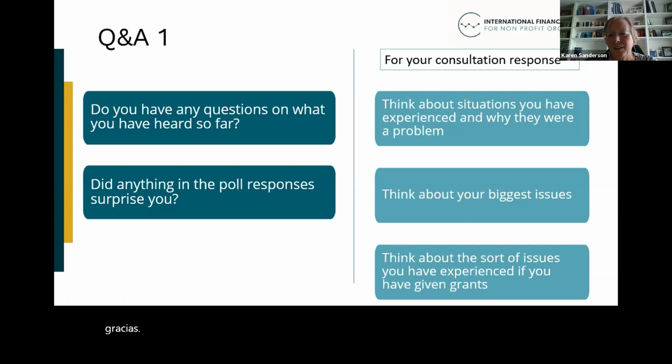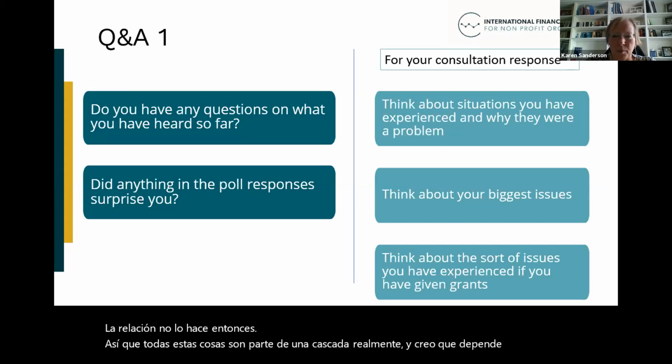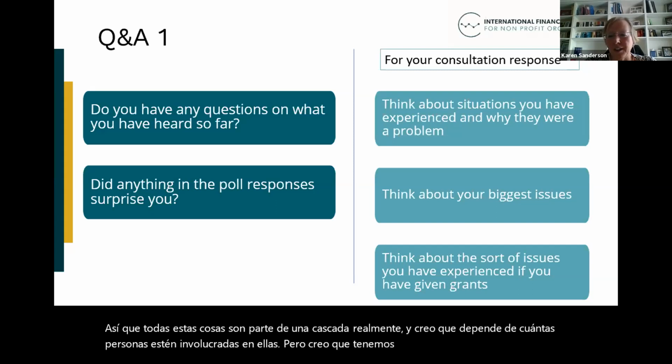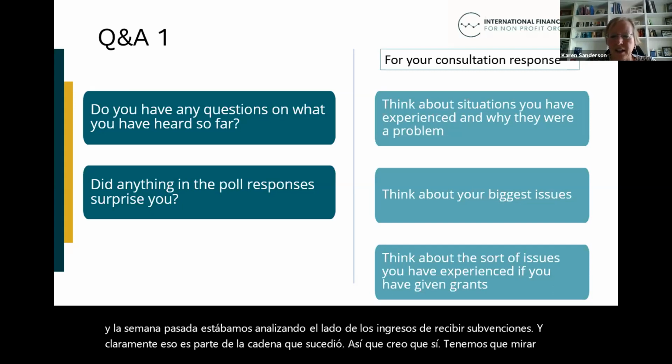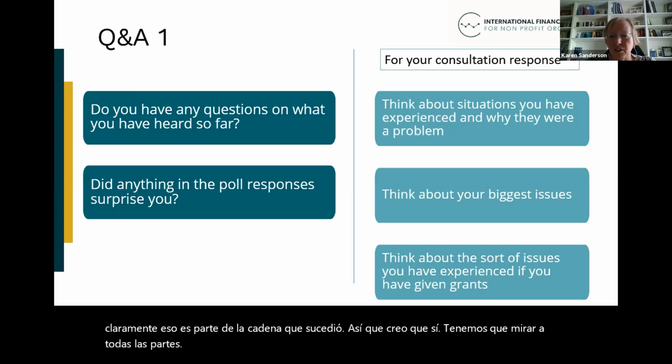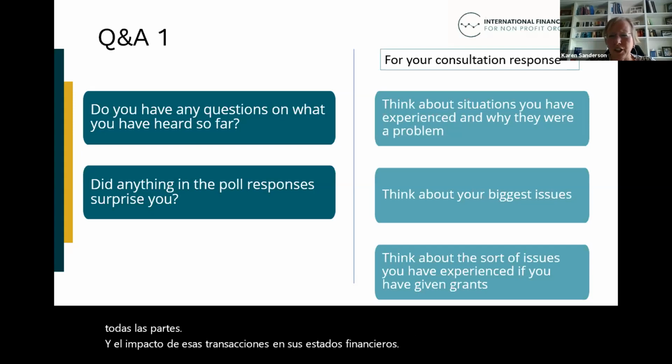So my question was around the principal agency consideration, and I was saying that if we apply that to the prime and sub relationship, doesn't that then escalate above to the donor and prime relationship as well? All of these things are kind of part of a cascade, really, and I think it depends on how many people are involved in them. But I think we do have to look at each of the parties. And last week we were looking at the revenue side of receiving grants, and clearly that's part of the chain that happens. So I think we do have to look at all parties and the impact of those transactions on their financial statements. Hope that answers your question.